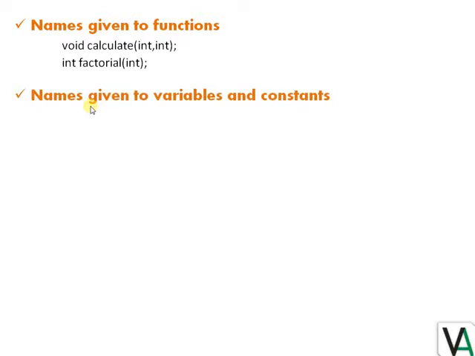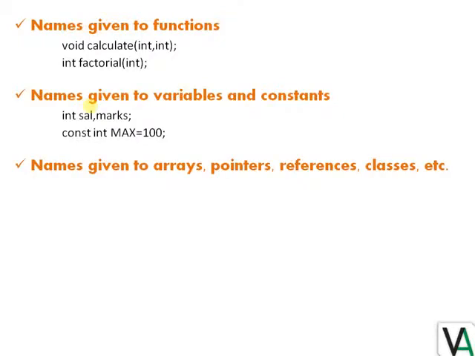Next, names given to the variables and constants. The int cell and marks are two ordinary variables, so the names of the variables are also identifiers. Constant, const int max. Over here max is not an ordinary variable, it is a constant variable. Why? Because the value of max cannot be altered or changed throughout the life cycle of the program. Next, names given to the arrays, pointers, references and classes. So whatever name we provide to all four of these is also an identifier. Float marks, ptr, reference ref and student.